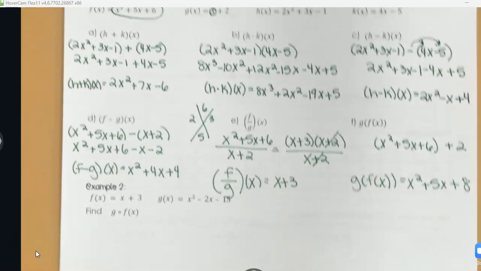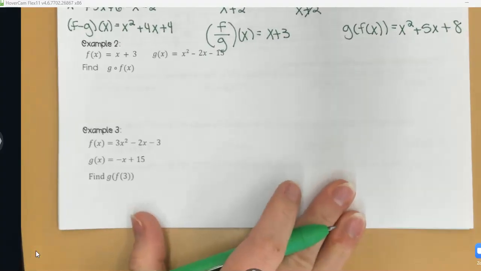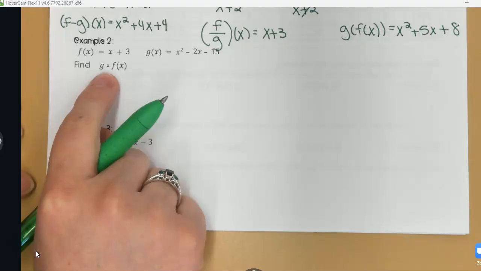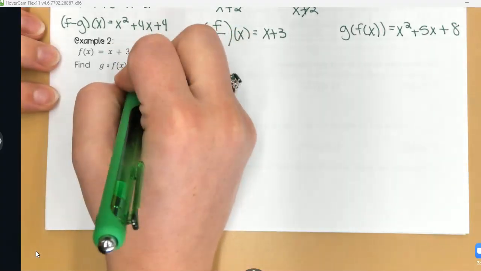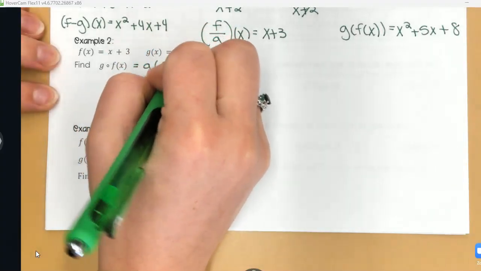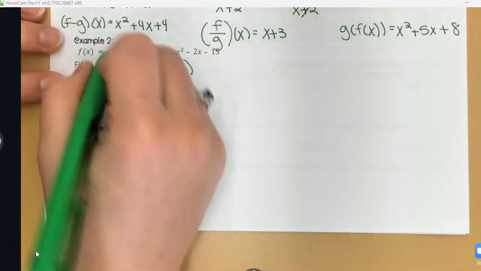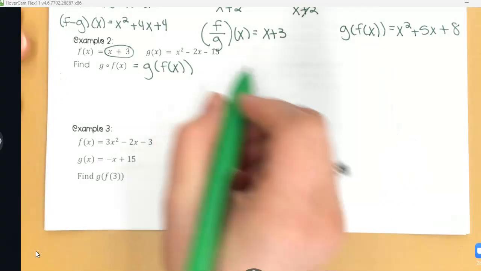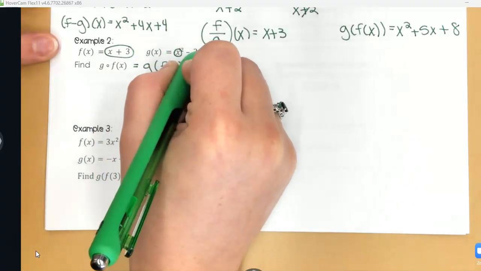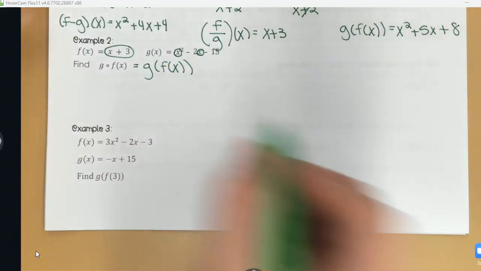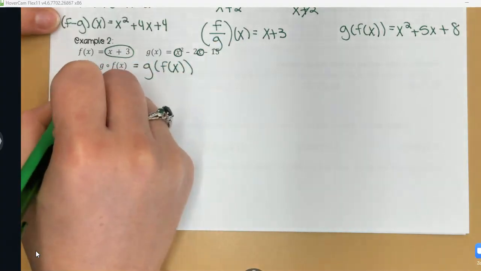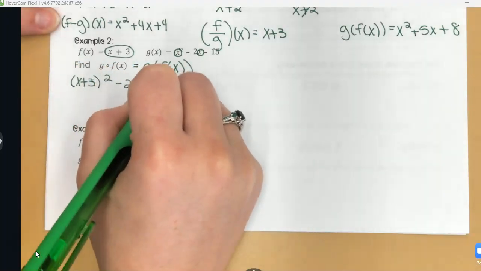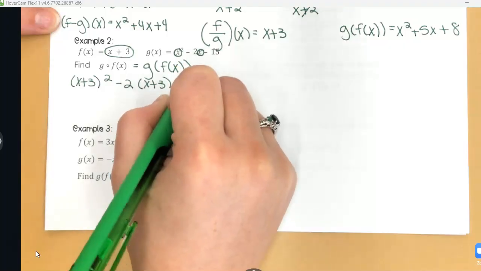So we're going to do a little more work with that new stuff. Here on example 2, I have 2 new functions, and I want to find g of f. So that open circle is another way to represent composition, g of f. So this is again telling me I'm taking f and I'm substituting it in place of x in my other function. And here that is happening in 2 places. So what that will look like is x plus 3 squared minus 2 times x plus 3 minus 15.